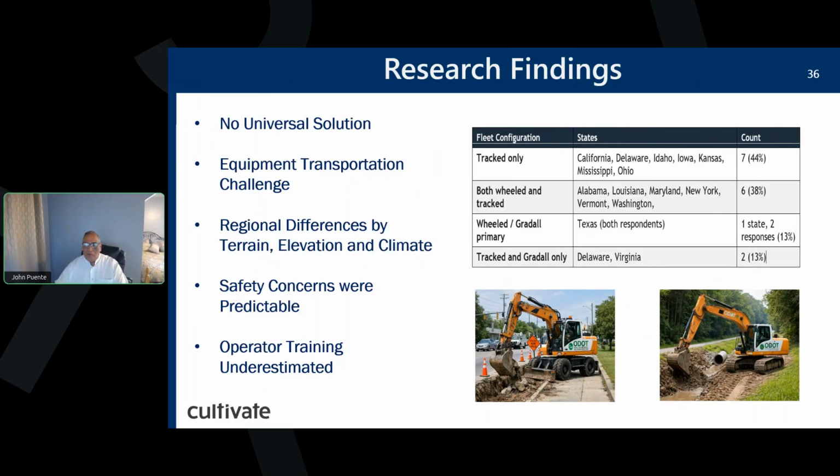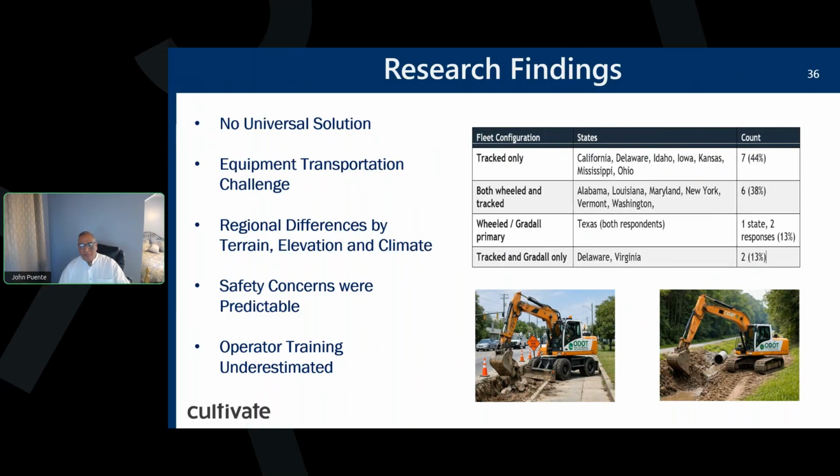Transportation. Getting equipment from one site to another was a big factor in each of the states' choices. As tracked excavators, like we talked about, required a lowboy trailer, multiple people to load and to move it, and then sometimes the maintenance of traffic and work zones being set up.